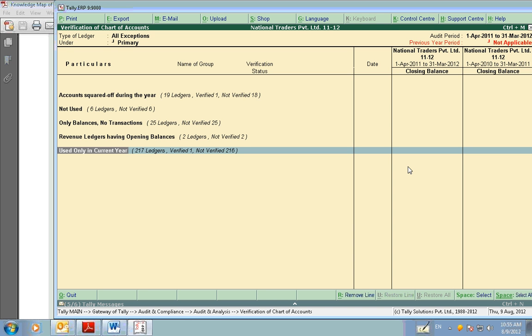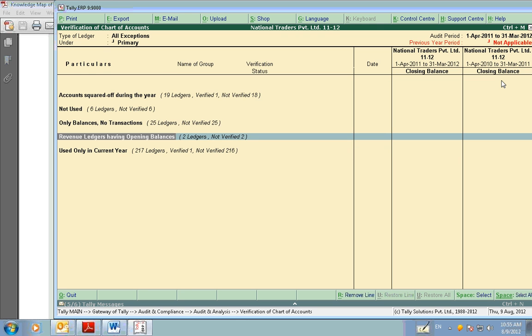So, accounts squared off during the year. Mr. Lakshmi Narayan sir, you were asking about this. Now let me drill down to this and explain what exactly it is. When we talk about a squared off ledger during the year, these are ledgers used for transactions which, when you check them, neither have an opening balance nor a closing balance. Alright? Whenever I verify the chart of accounts, you can see on the right hand side, if you feel it has to be compared with the previous year, you have to load the previous year, and this comparison always happens with your previous financial year, right?